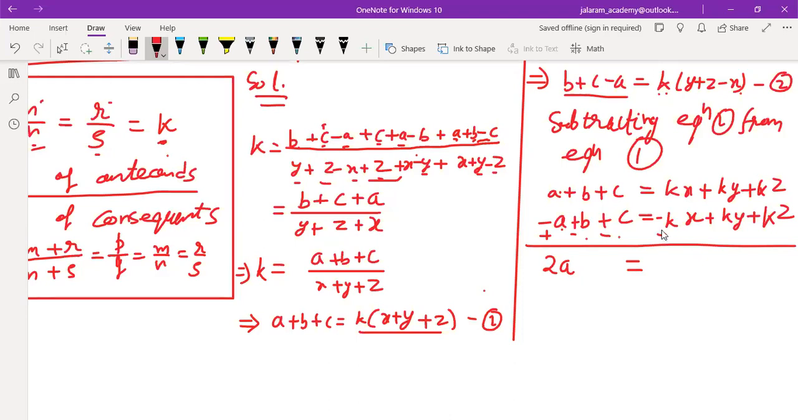In this also, the sign will be changed: plus, minus, minus. So kx plus kx will be 2kx, ky minus ky cancelled out, kz minus kz cancelled out, and 2 is also cancelled out. So a equals kx. It implies a by x equals k.